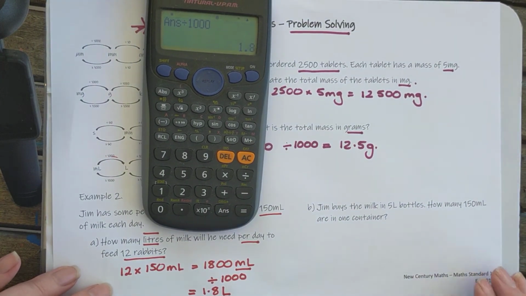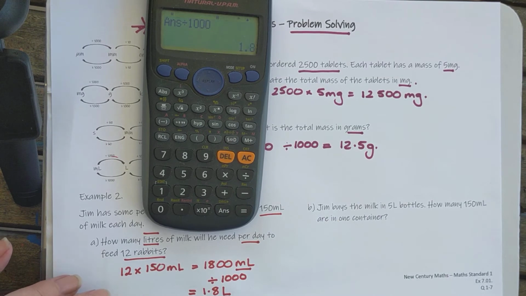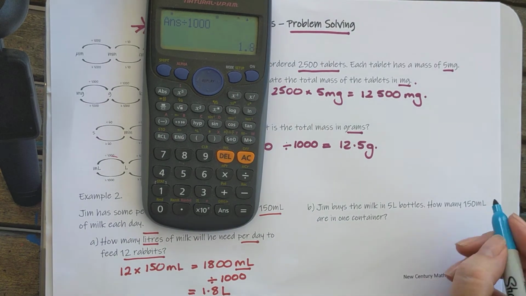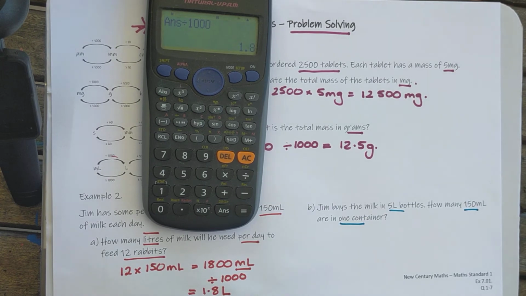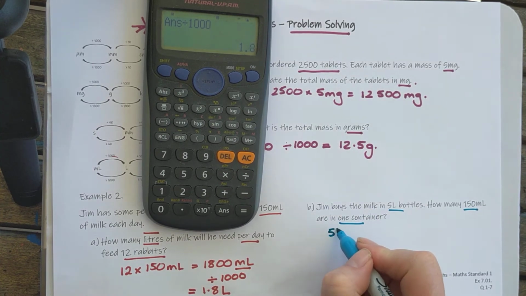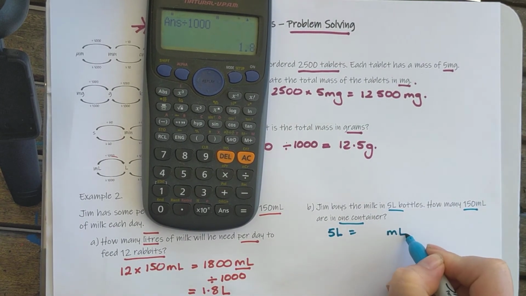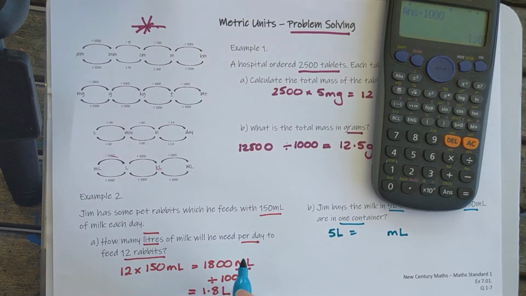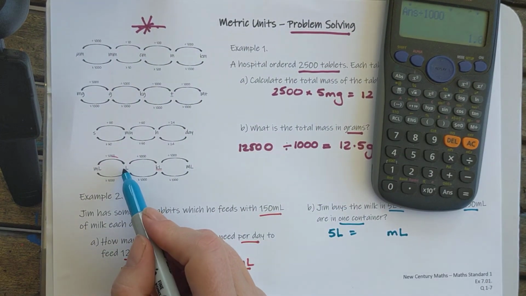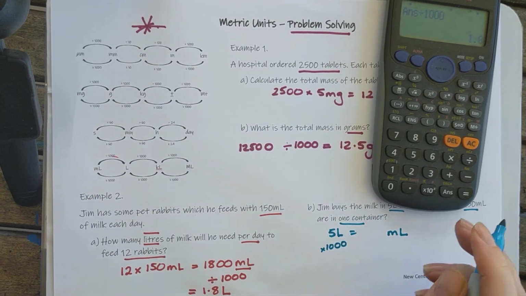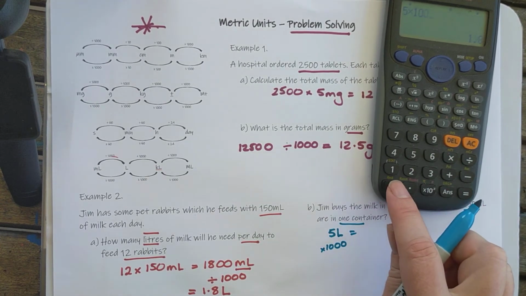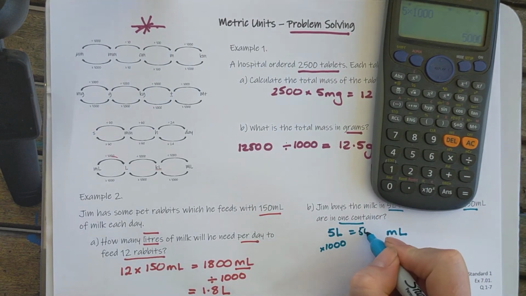The question now says, Jim buys the milk in 5 litre bottles. How many 150 mils are in the one container? And our container's 5 litres. So if we're going to work that out, we're going to need to change our 5 litres into millilitres first. So head back to our diagram. From litres to millilitres, we need to times by 1,000. So that's going to give us 5 times 1,000, 5,000 millilitres.